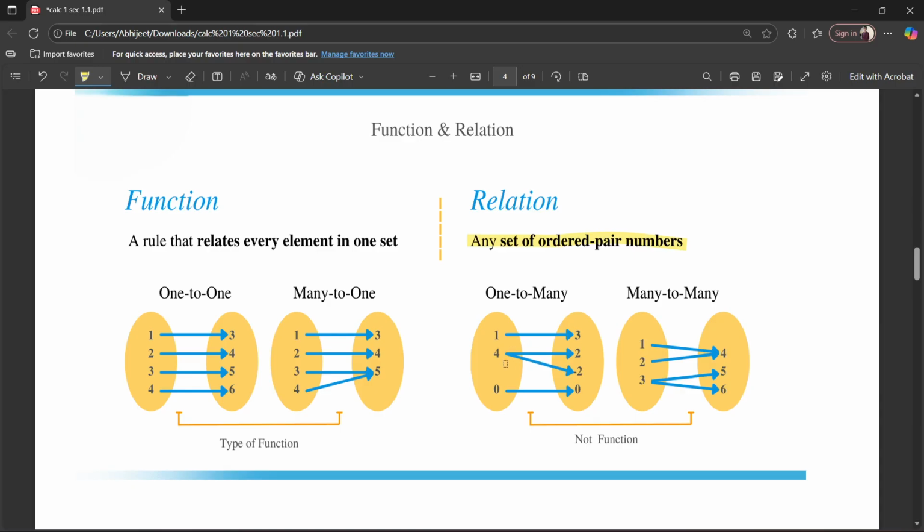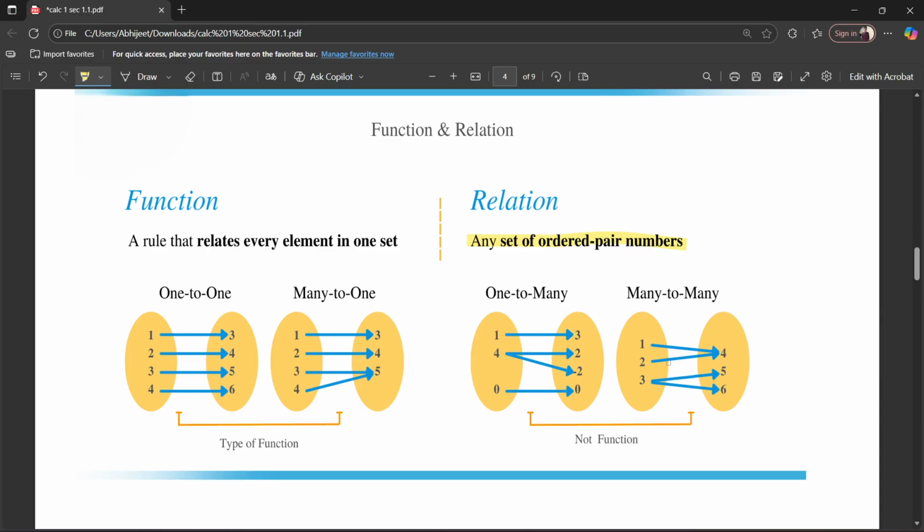So you take 1, 4, 0, that's one set, and 3, 2, minus 2, 0, that's another set. A relation is any type of mapping from this to this. If we look at 4, it's being mapped to 2, and it's also being mapped to minus 2. In this case, if one element is mapped to more than one element, it's called a one-to-many relation.